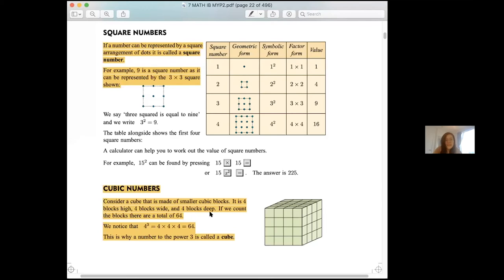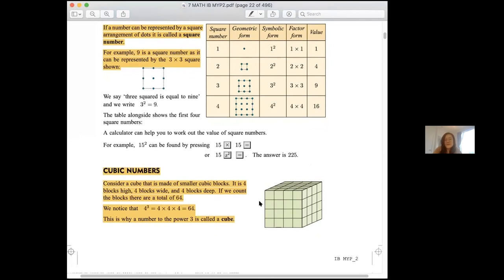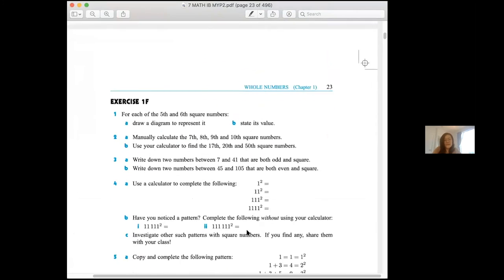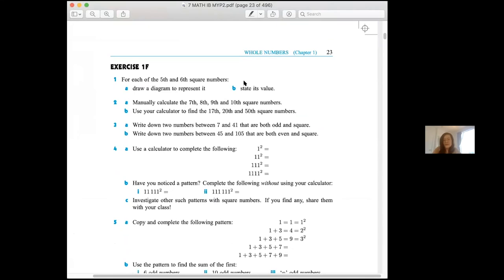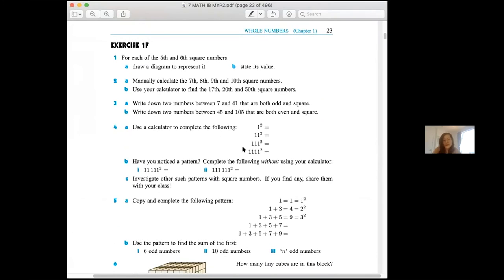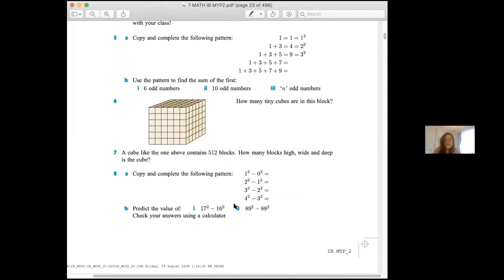And cubic is similar. When we have a cubic shape here, we see 4 blocks for each side length. So when we look for the volume, this is 4 times 4 times 4, which is 64. So a number to the power of 3 is called a cube. We're just going to skip this part because it's mainly just square and cube numbers.